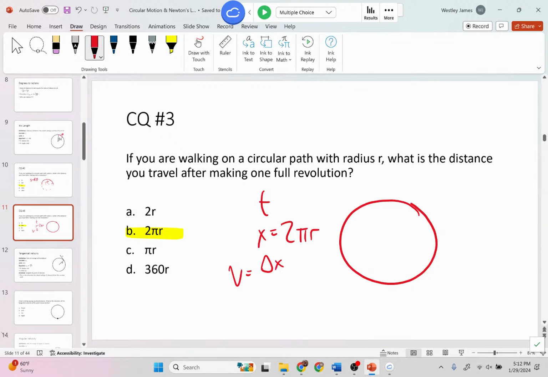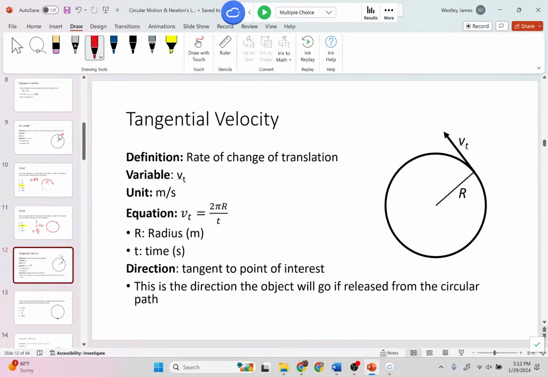We'll say x. Change in distance over change in time. How? That's how fast you're going in a circle. Distance divided by time. 2 pi r divided by t. How long does it take you? This t is the time for one revolution.